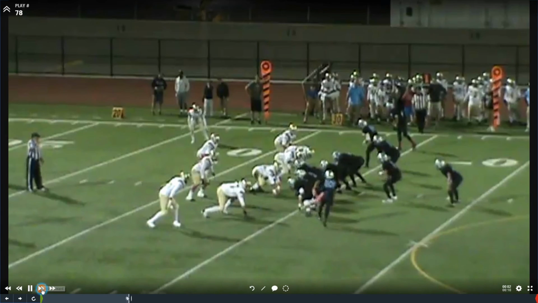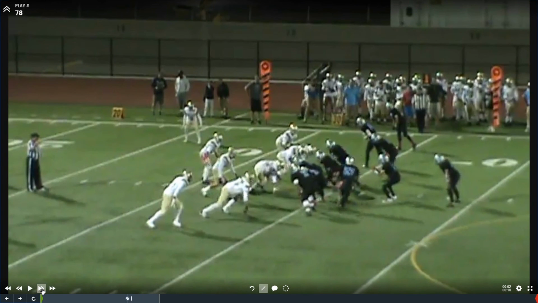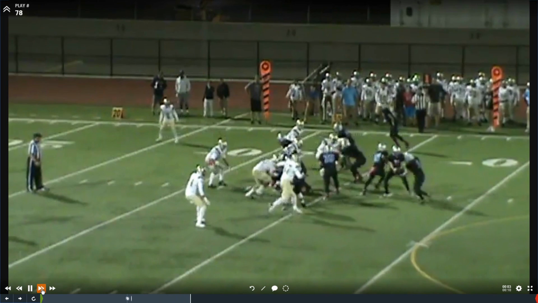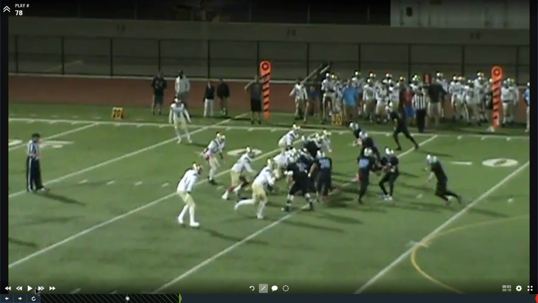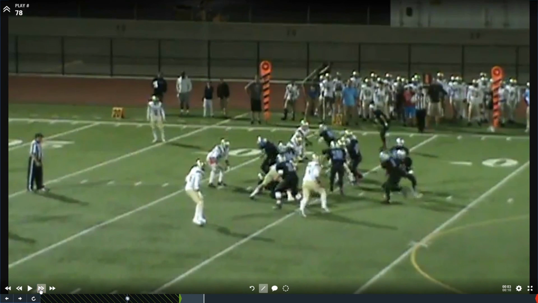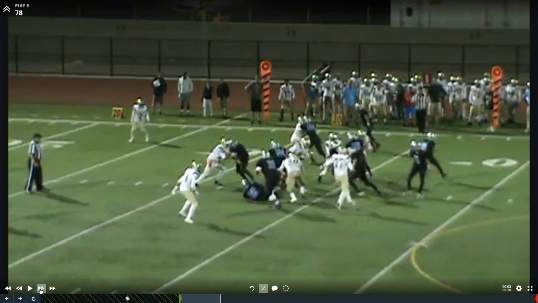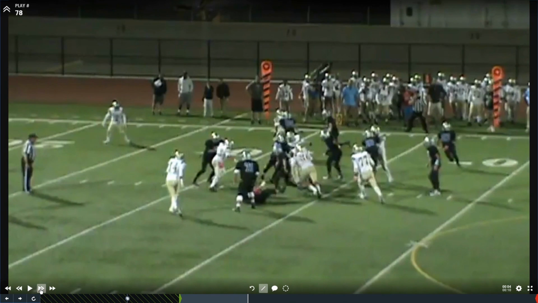I'm going to take it slow. There's the snap. He is clearly still off the line of scrimmage. So if he now blocks below the waist, this is a foul. Okay, there's the block right there. It's below the waist. That's a foul. A flag should have been thrown in this particular play.